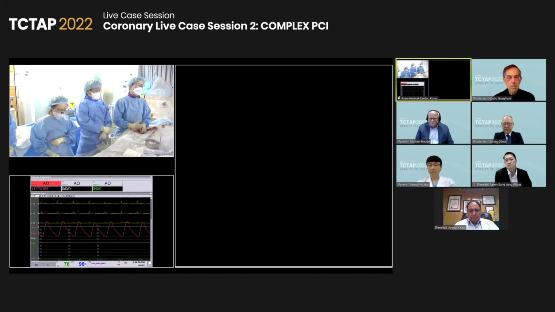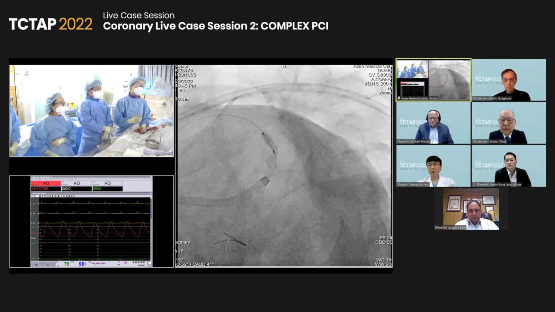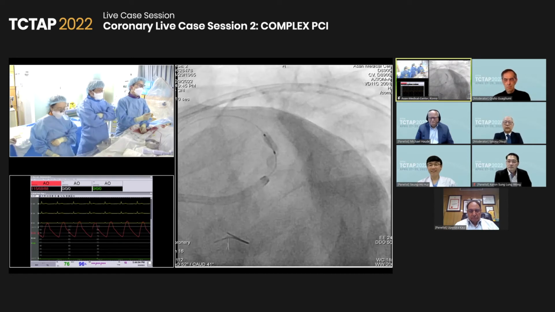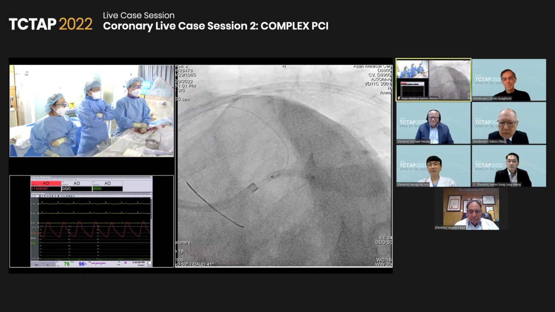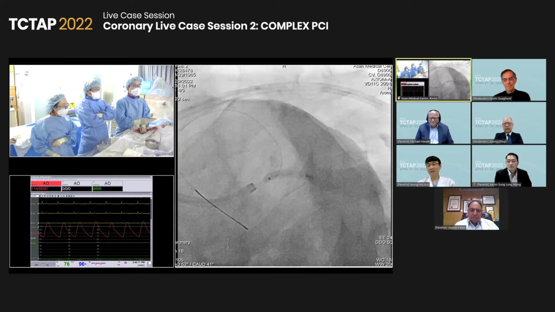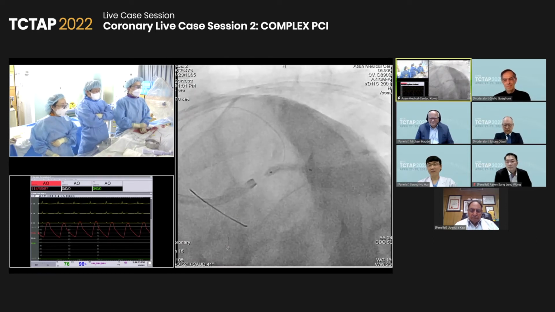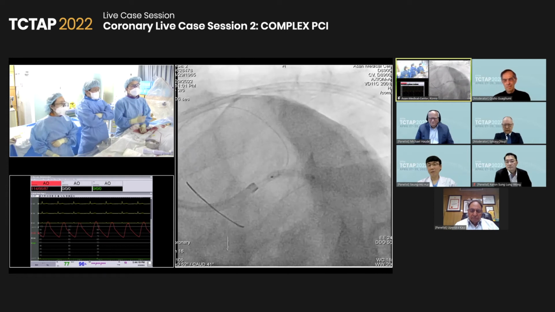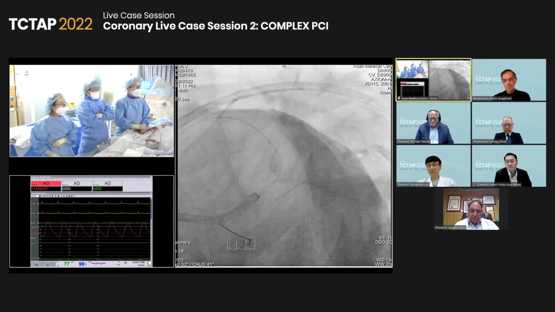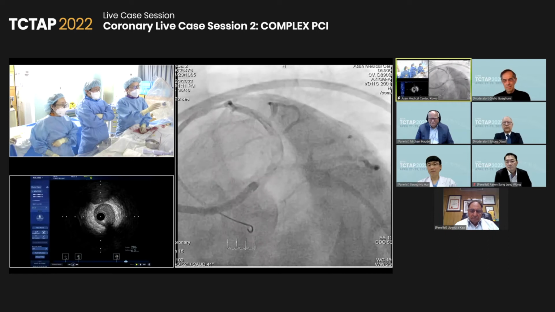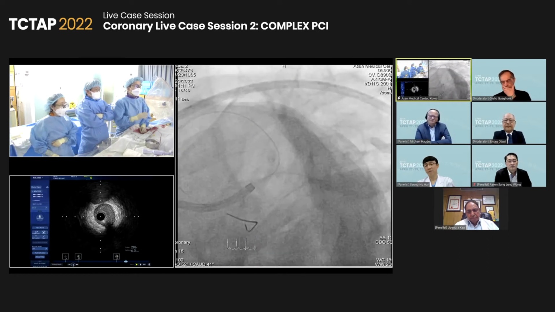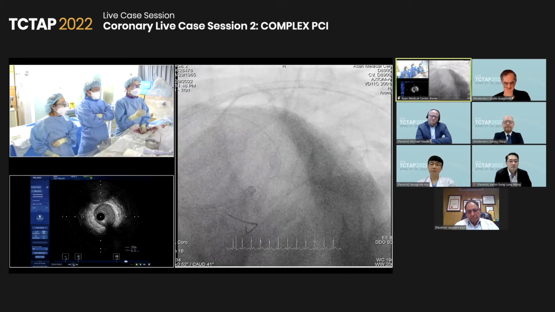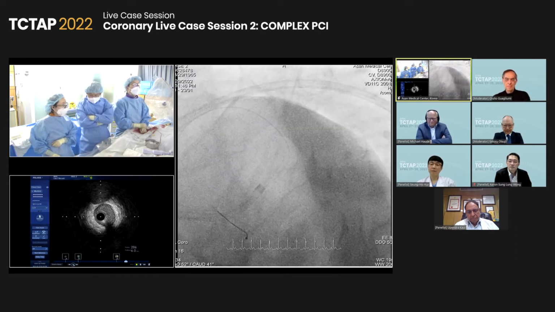Next, then I applied a 2.5. There was a slippage, but then it was inflated with a 2.5 semi-compliant balloon up to 12 ATM. And then we checked the IVUS. This is the angiography after ballooning of the LAD and circumflex. Next, let's check the IVUS.